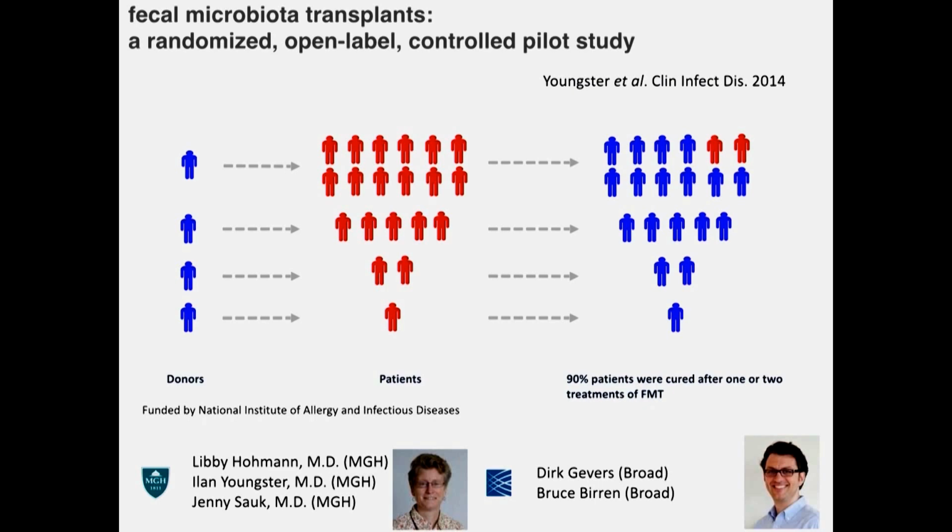So blue is healthy and red is diseased. And what we did is we used DNA sequencing to measure their microbiomes before the transplant, after the transplant, and we also measured the donors. And we're really interested just to know what's going on.